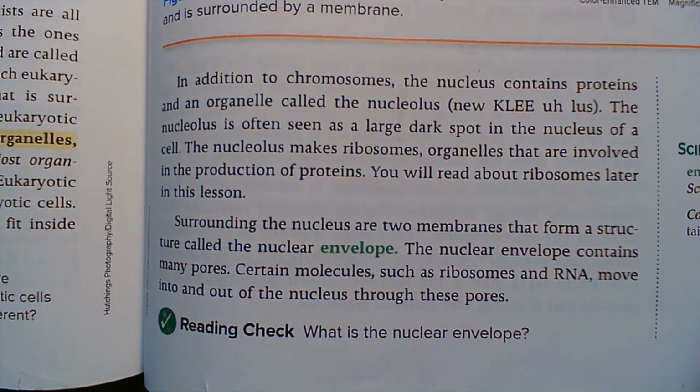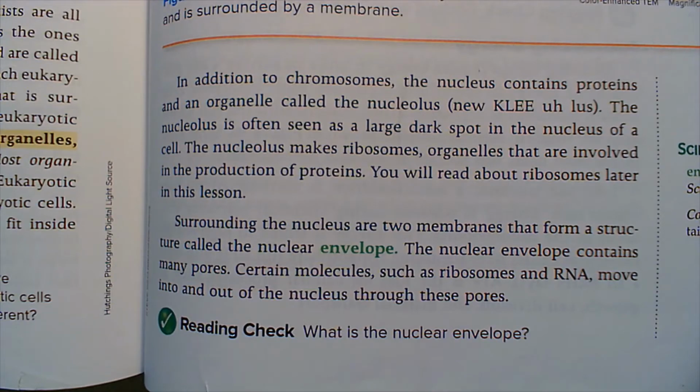In addition to chromosomes, the nucleus contains proteins and an organelle called the nucleolus. The nucleolus is often seen as a large dark spot in the nucleus of a cell. The nucleolus makes ribosomes, organelles that are involved in the production of proteins. You will read about ribosomes later in this lesson.